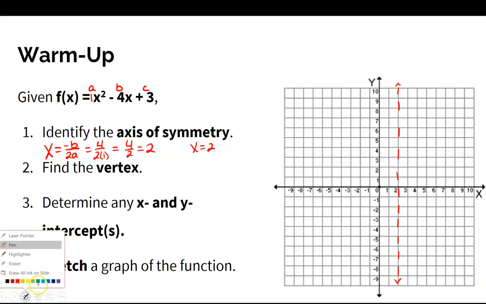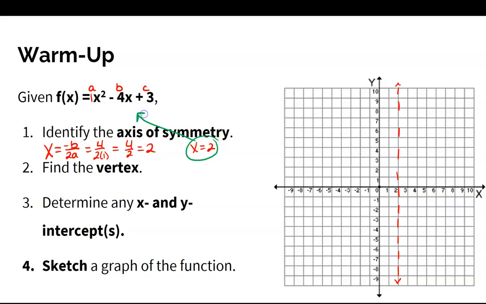Then our vertex, we get that by plugging 2 back into this function. So we'll have 2 squared minus 4 times 2 plus 3. 2 squared is 4. Negative 4 times 2 is a negative 8 plus 3. 4 minus 8 is a negative 4. Negative 4 plus 3 is a negative 1. So our vertex is going to be at 2, negative 1.